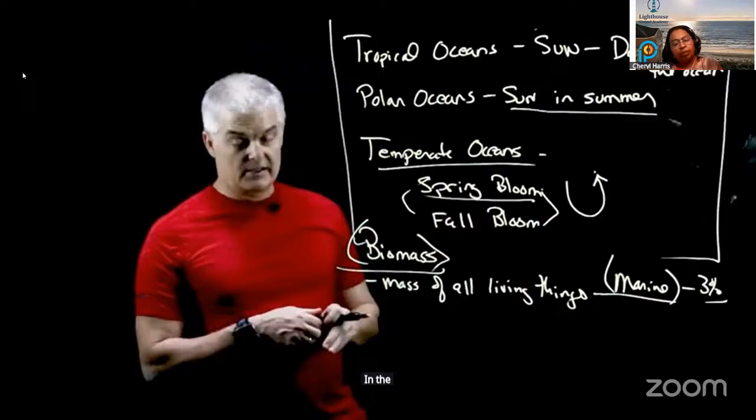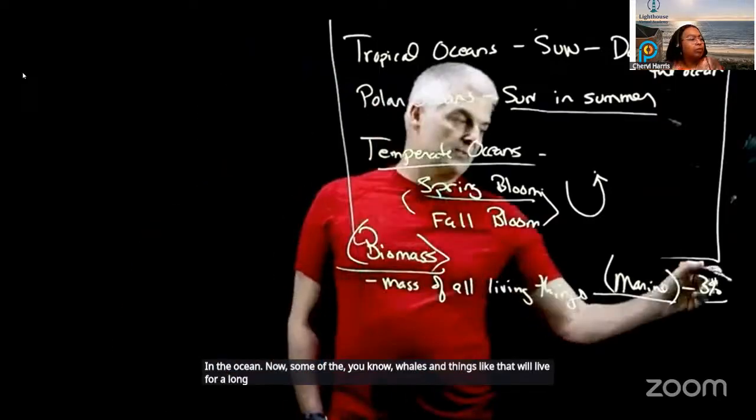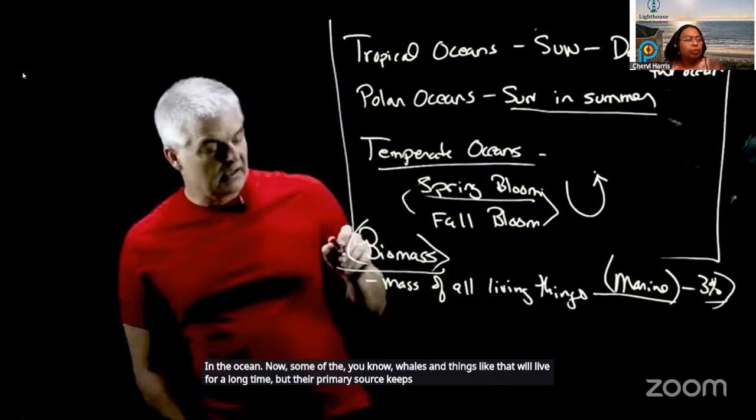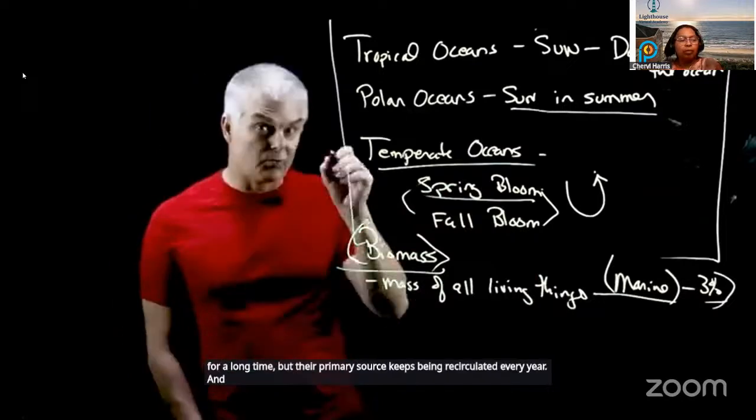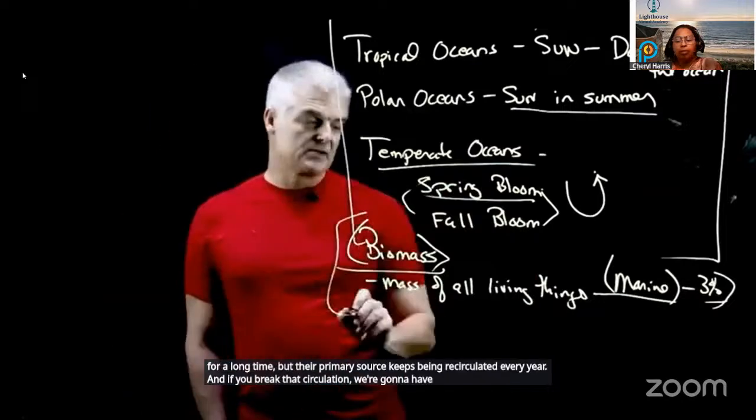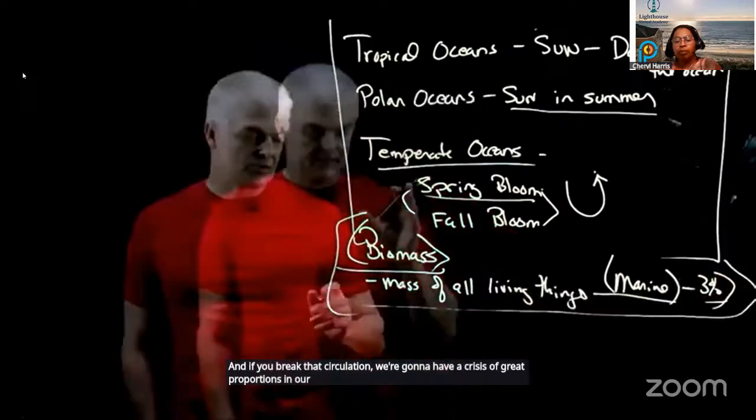Now some of the whales and things like that will live for a long time, but their primary source keeps being recirculated every year. And if you break that circulation, we're going to have a crisis of great proportions in our ocean. So the biomass matters.